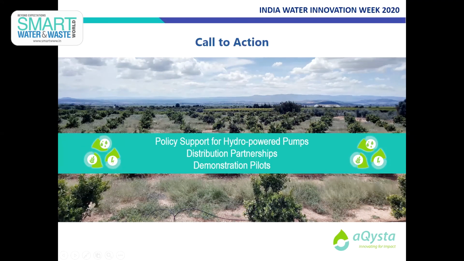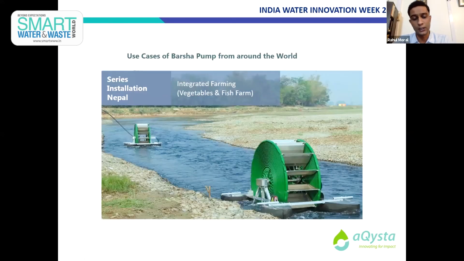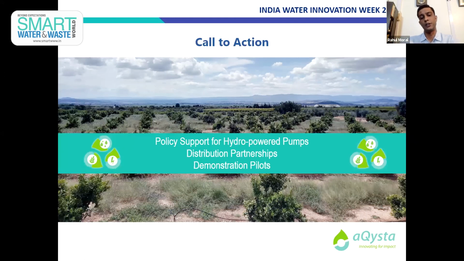That is what has happened in Nepal. Further down the line, we need distribution partnerships. One slide back, please. Distribution partnerships to help us with the logistics to have a reach throughout the country, and then of course demonstration pilots with NGOs and development agencies. Next slide, please.